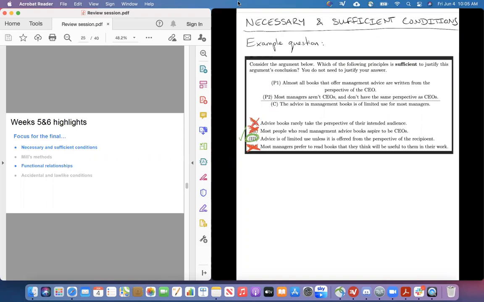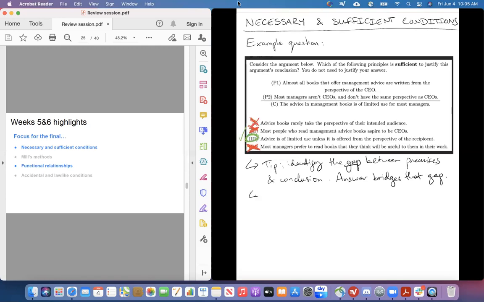So what have we said? Let's write down some tips for approaching this type of question. Sufficiency questions, like we said before we went through the answers, identify the gap between premises and conclusion. The answer will bridge that gap. So you're looking to fill in a gap when it's sufficiency that you're looking for.